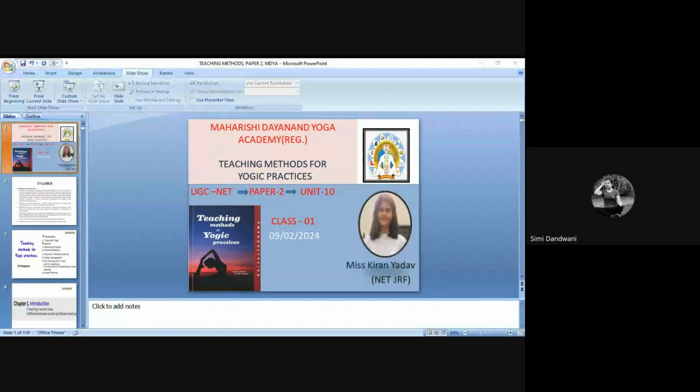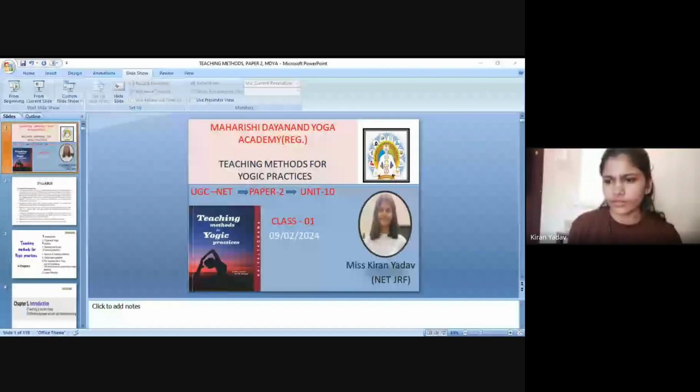So this is unit 10 of paper 2. Let's have a look at the syllabus first. In this particular unit, we are going to study teaching and learning, concepts and relationship between the two, principles of teaching, levels and phases of teaching, quality of a perfect yoga guru, like what qualities a yoga teacher should have.